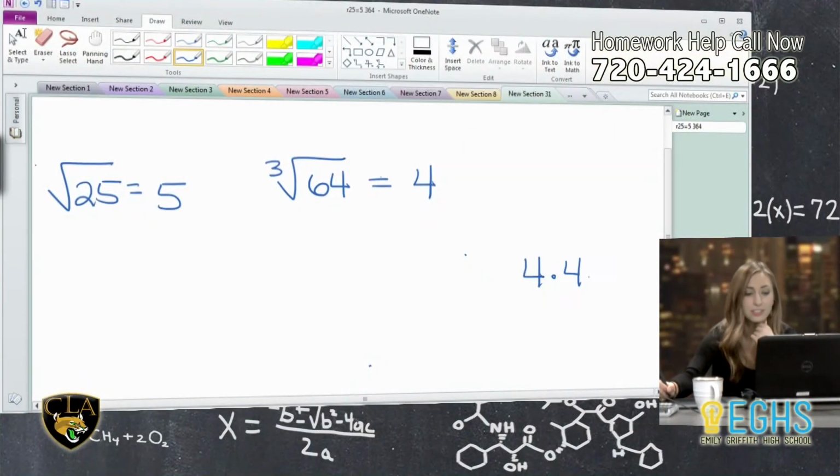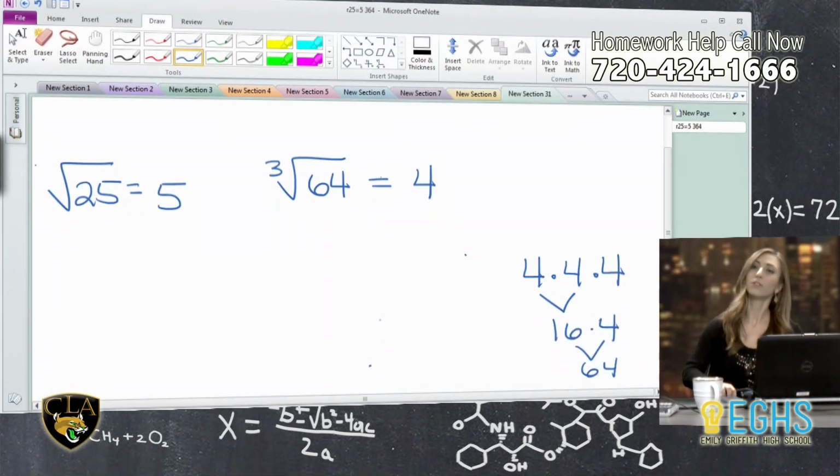Let's check our answers since Nate loves to do that. I do. 4 times 4 times 4, does it equal 64? Yes, because 4 times 4 is 16, and then 16 times 4 is 64. So cube root of 64 is 4.